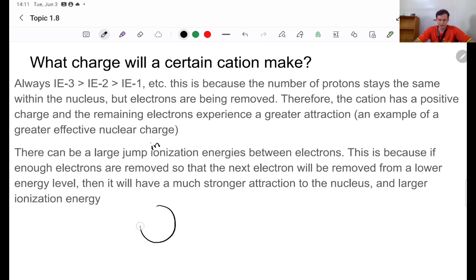Okay? So for example, if we have sodium and we have 1 electron in the outermost energy level, because sodium is 1s2, 2s2, 2p6, 3s1, we lose 3s1. Now the ionization energy for the second electron, i.e. IE2, is going to be way higher, because the next electron is in a lower energy level and is closer to the nucleus, and so the attraction is stronger.